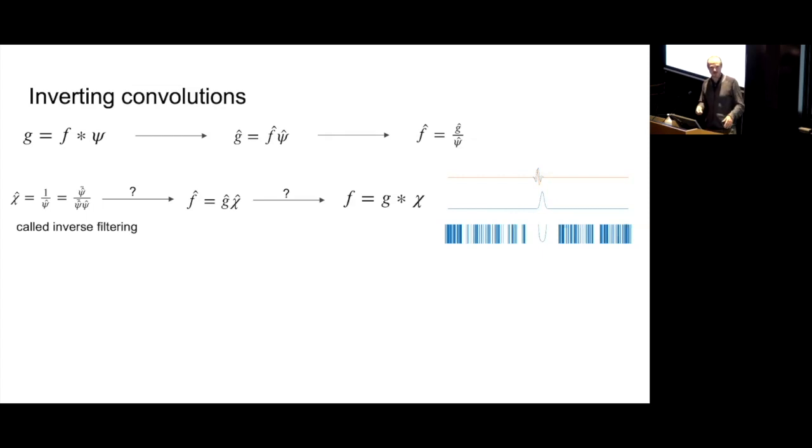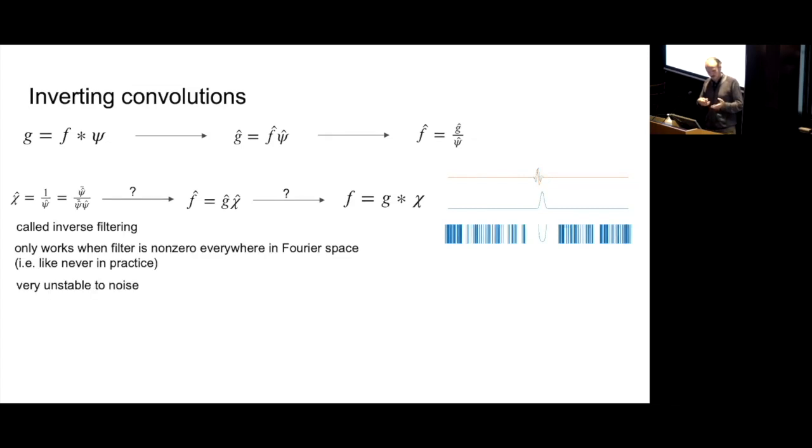I'm caricaturing it, but basically it'll probably not do a very good job unless your filter is sort of all over the place in Fourier. In general, also, if you're filtering and you incur any sort of noise, then dividing by these small numbers is going to amplify your noise like crazy. So one way to mitigate this is imposing some form of regularization.